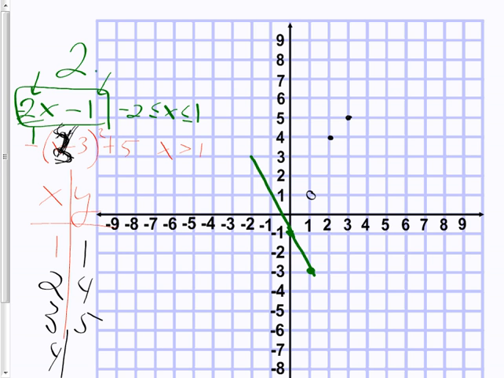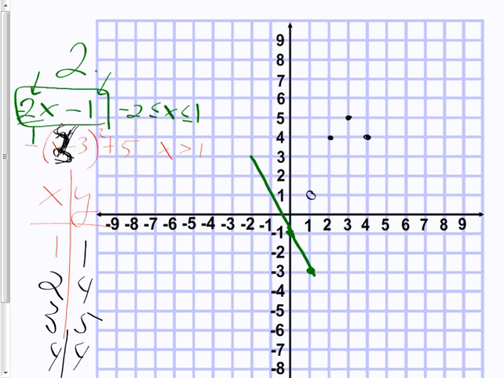4 minus 3 is 1. 1 squared is 1. Make that negative. Negative 1. Negative 1 plus 5 is 4. 4, 4. Look at that. It finally turned the corner. And what shape is this anyway that I'm graphing? It's a parabola. Good.